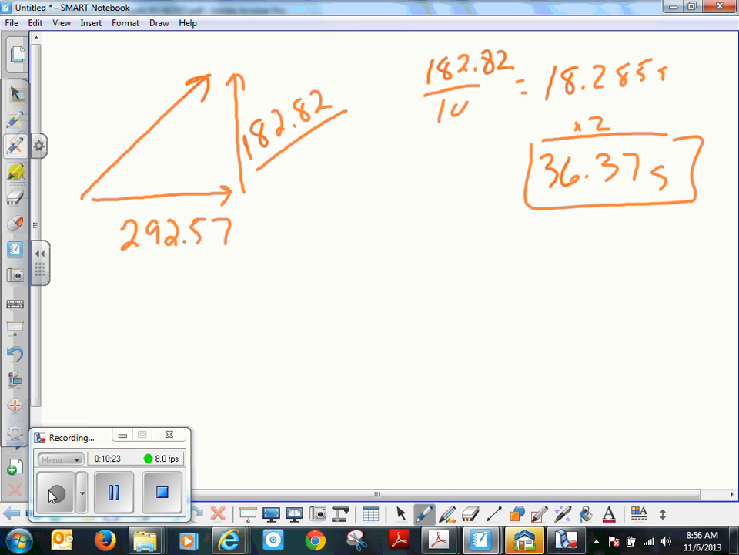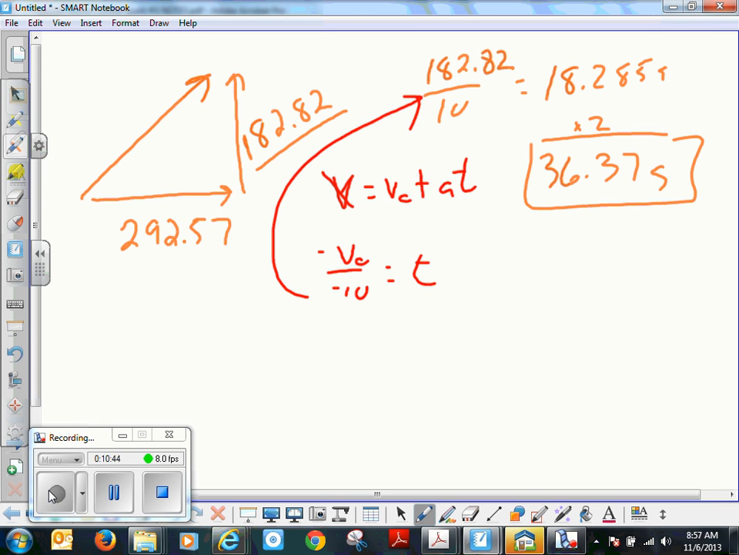Okay, now what formula did you use to do that? Well, you did this, v equals v sub naught plus at, and you said that your v at the top is 0, so your negative v sub naught divided by negative 10 equals t, and that's where this comes into play. You do that in your head, right? But that's only half the time.